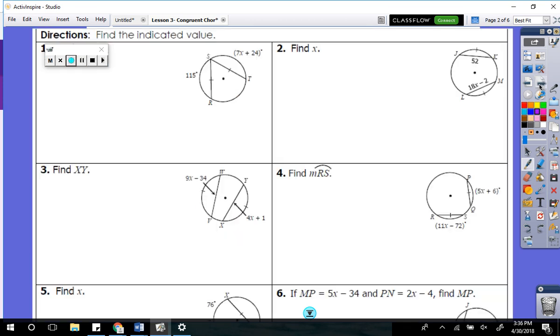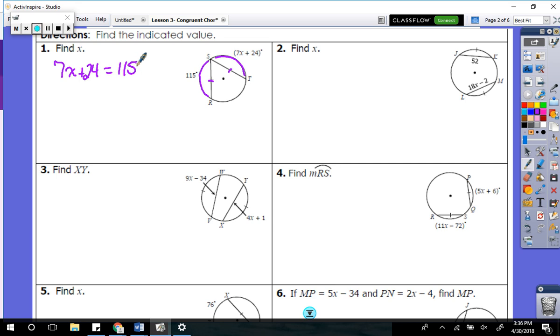Let's go ahead and look at our next page here. We're going to find x, find the indicated value. So we're going to use what we just talked about. If the two chords are equal, then the arcs out here, this arc is equal to this arc. So these are equal to each other. So now I know that 7x plus 24 is equal to 115. And I can solve.